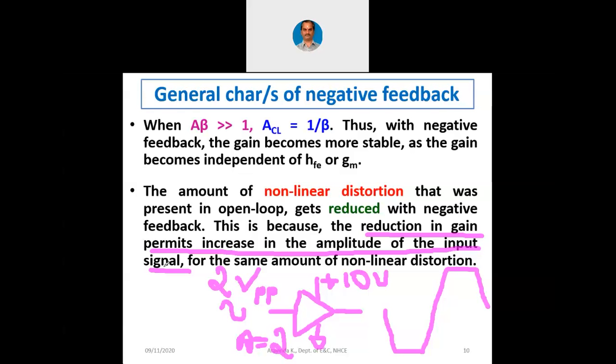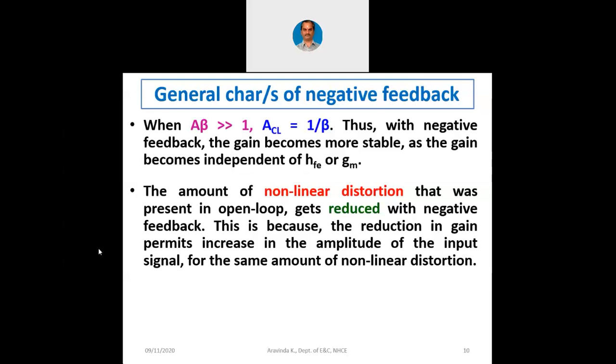When the amplitude of the input signal is increased, the signal will not have any distortion, right? So, for the same amount of nonlinear distortion, as the amplitude of the input signal can be increased, the distortion gets reduced at the output. Because at the output, the distortion is going to occur only when the output signal exceeds plus 10 volts, or at the other side, it goes below 0 volts. But that will not happen now when the input signal is increased and when the gain is reduced. That is the idea. I hope you clearly got it now. Now let me proceed further.